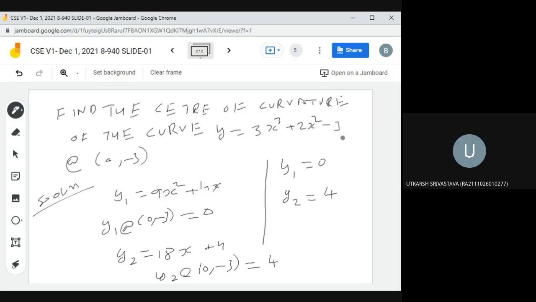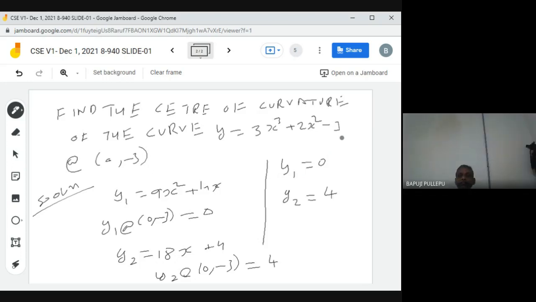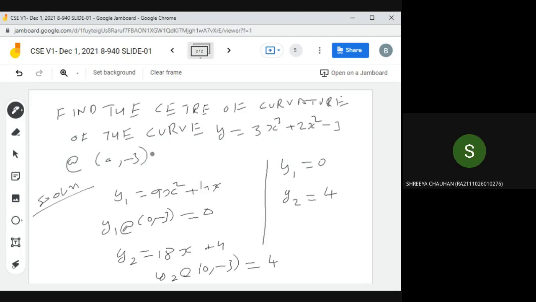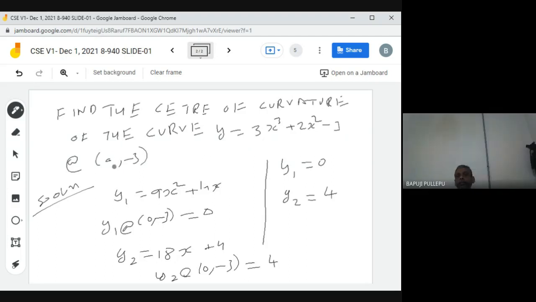Now, who is x actually here? From where will you get x? In this point, the x value is 0. So x is equal to 0, and y is equal to minus 3. I need numerical values, so don't leave x as it is. Now you can write the formula.